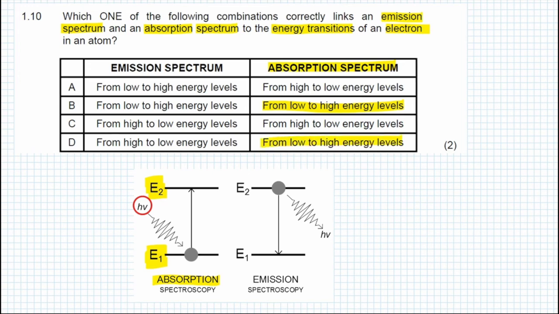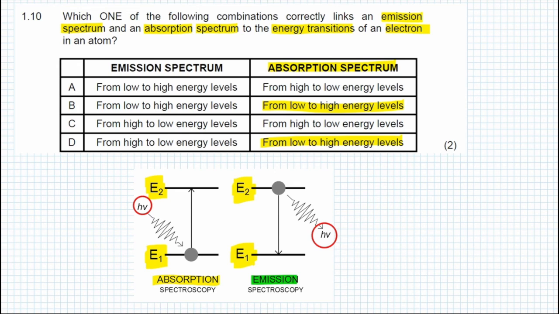Now let's speak about the emission spectrum. The key word here is emission. To emit energy is to lose energy. So who or what is losing energy? Well, it is the electron. If the electron loses energy, then it is going to go from a higher energy level, like energy level 2, to a lower energy level 1.